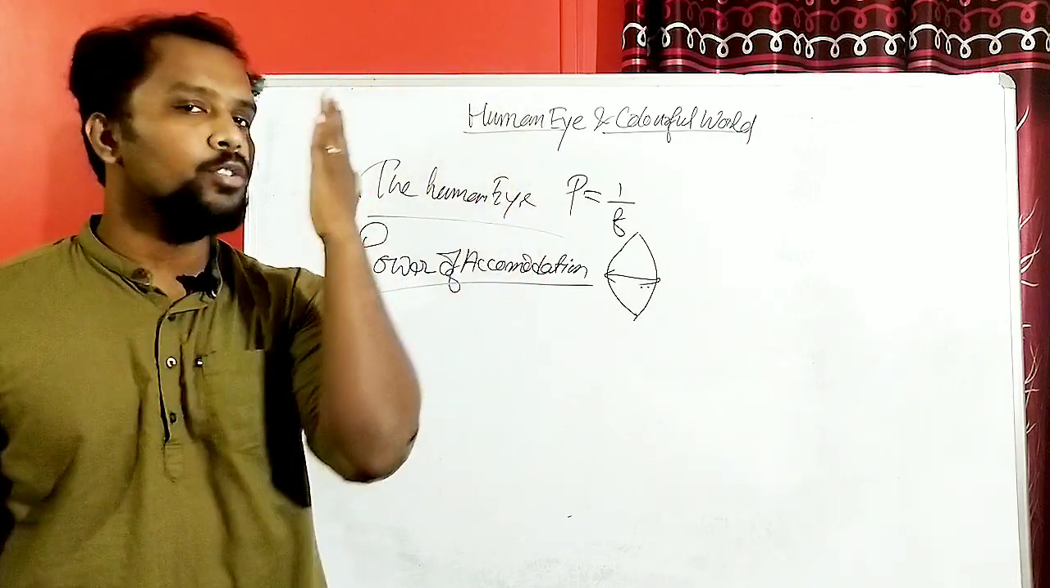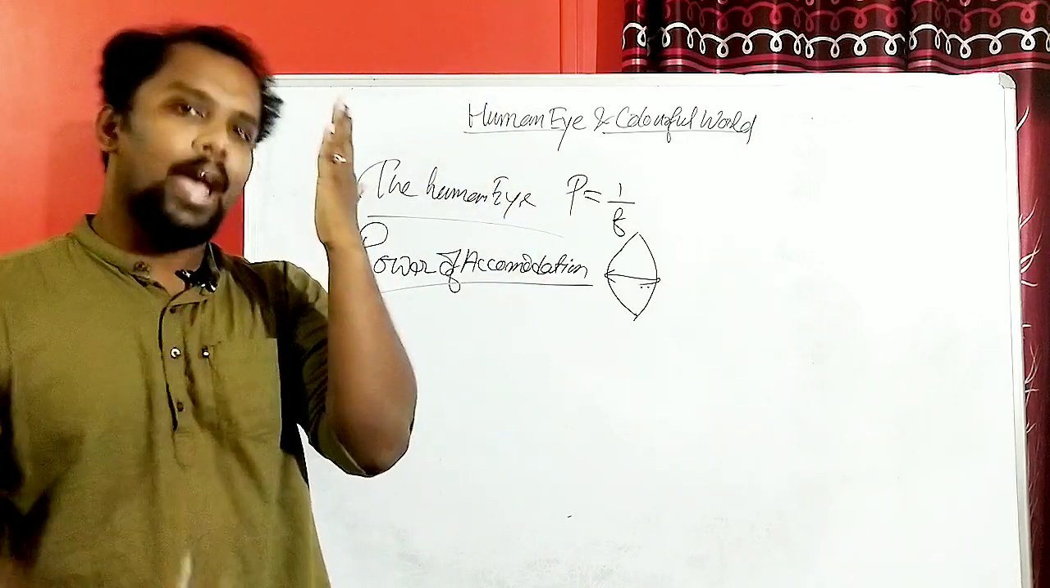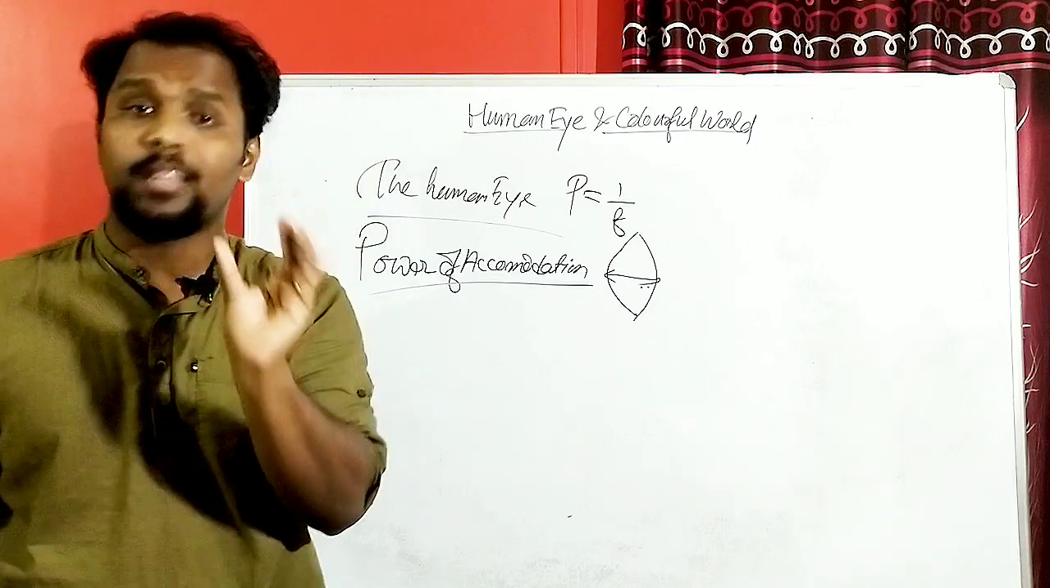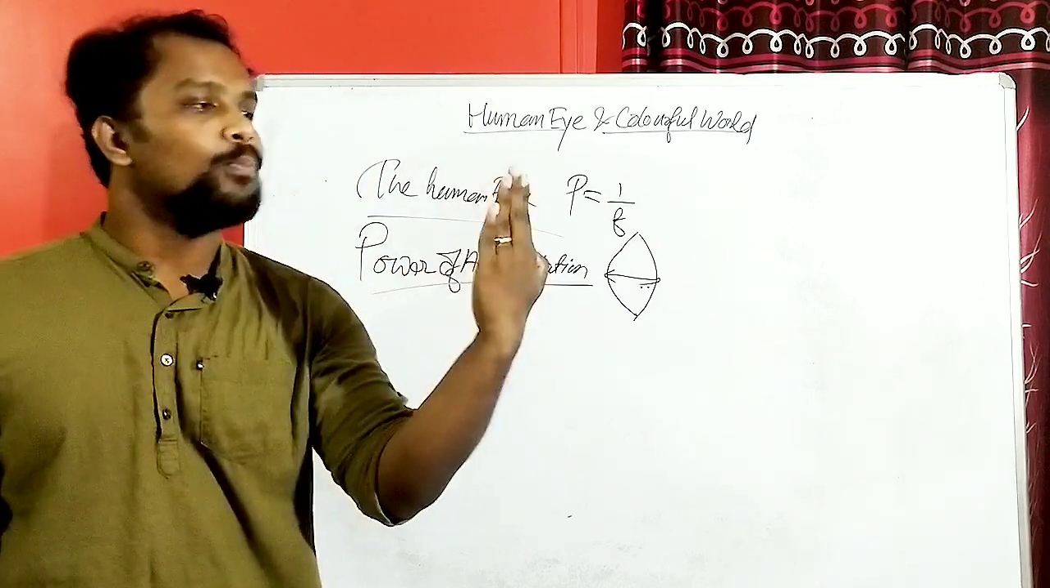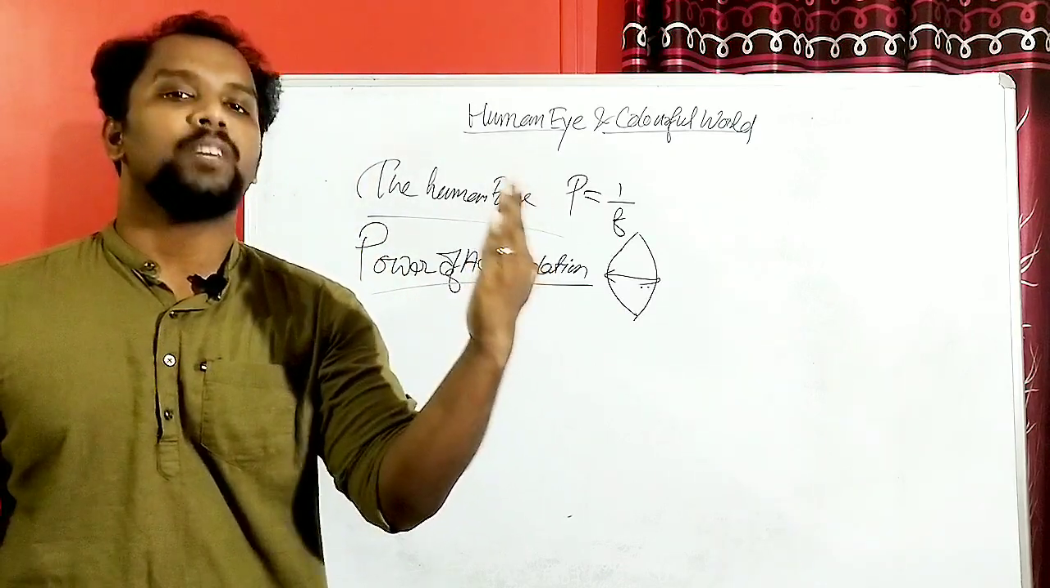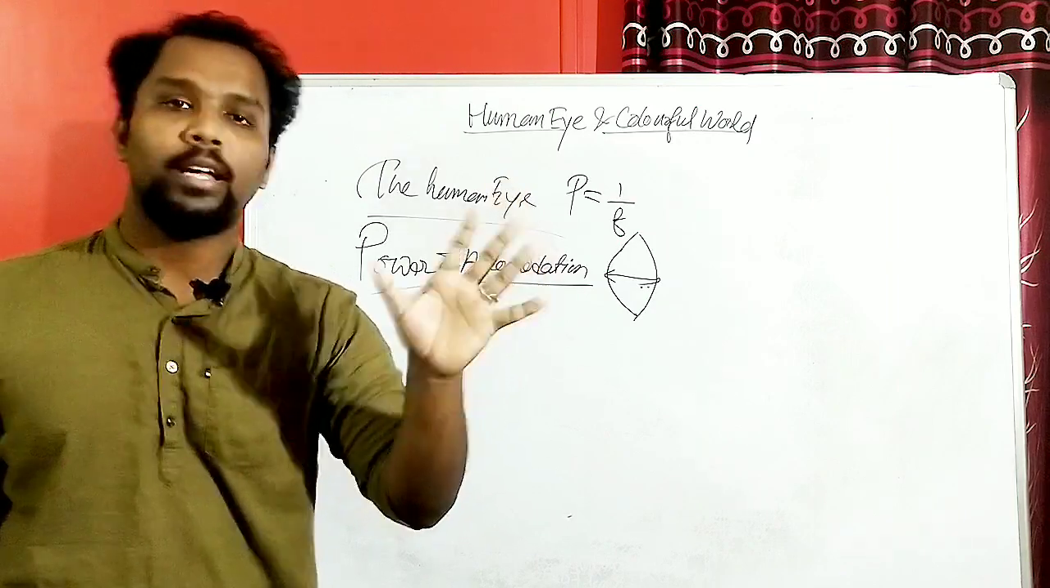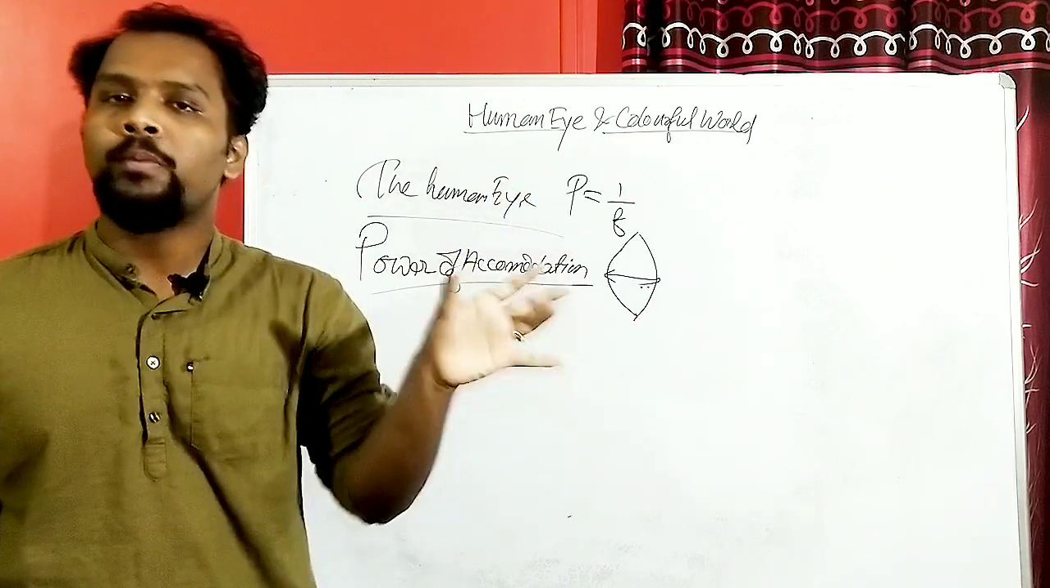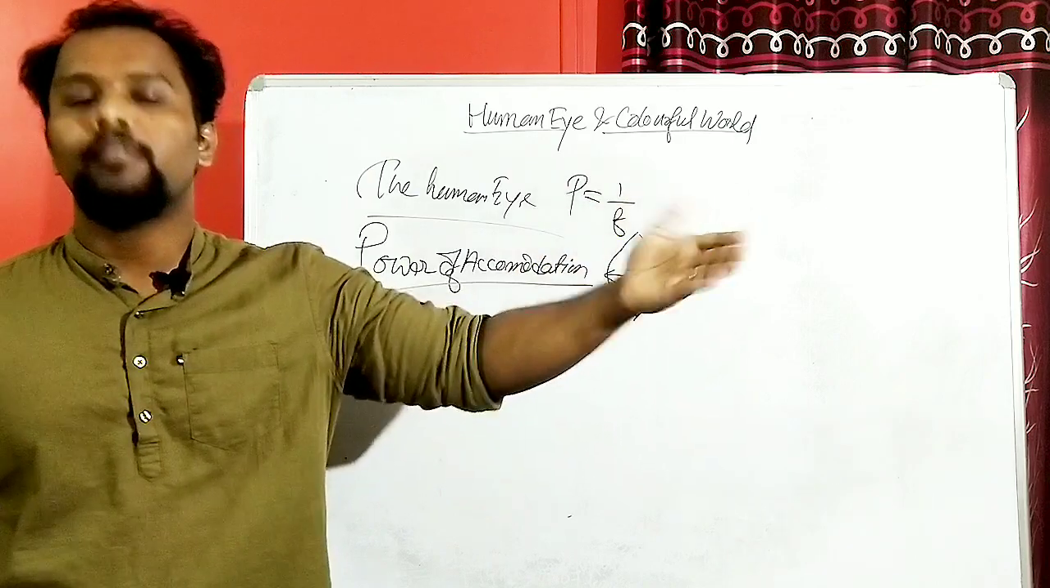See, whenever you place your hand, you are observing your hand, you are getting an image. That is nothing but a blurry image. But once you put the object 25 cm from your eye, you are going to get a distinct image. So the same thing should happen in the case of the far distance too, right?